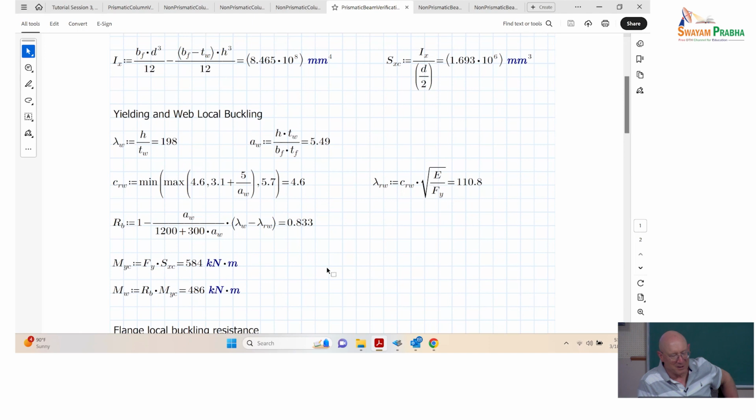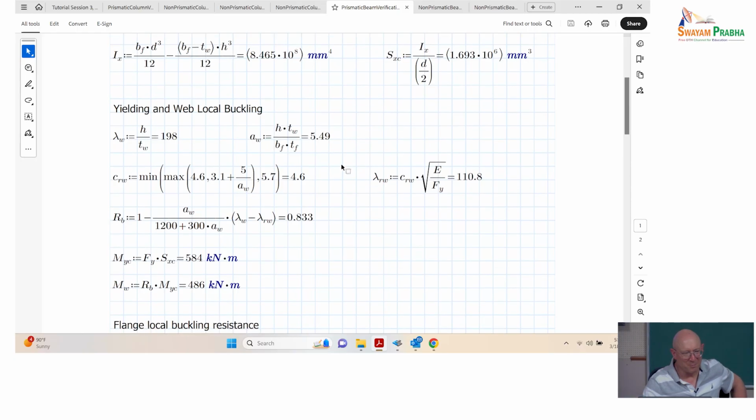So 198 again. Then we have an A sub W parameter that in this case gives the ratio of the area of the web to the area of the compression flange. So that's 5.49. You think that's a big number? 5.49 is a very big number for, this is a huge web with us. Dr. Galambos used to call these webs with top and bottom stiffeners. There's a small flange with this huge, deep, slender web. Okay?